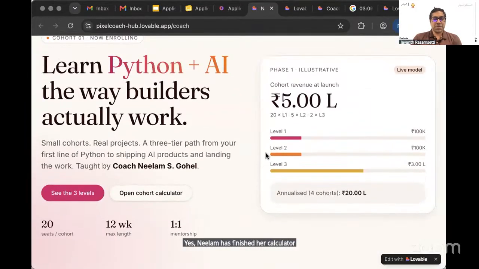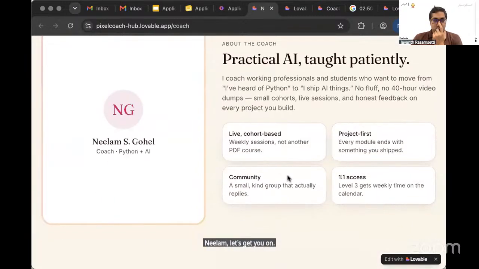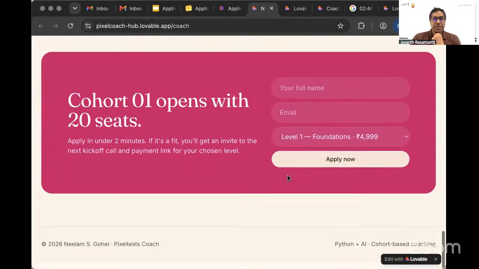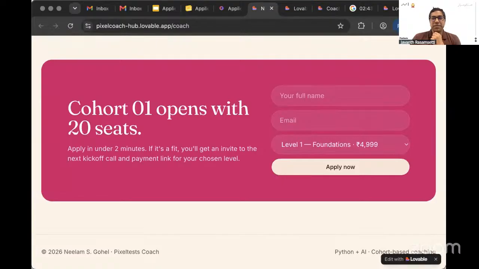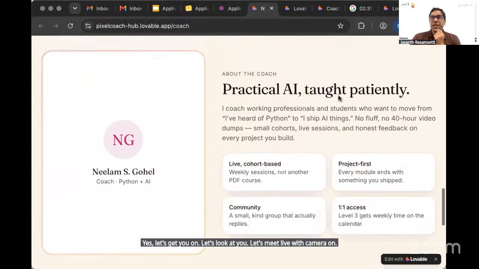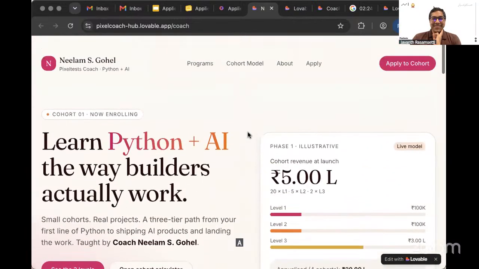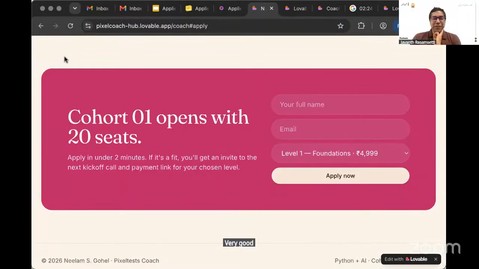Yes, Neelam has finished her calculator. Oh my God, perfect. Let's get Neelam ma'am on. Let's meet live with camera on. Neelam, sitting attentively on the bed in the room. Very good. You built a slider calculator. Yes, sir. Excellent. How do you feel? Oh my God, your site looks very good.